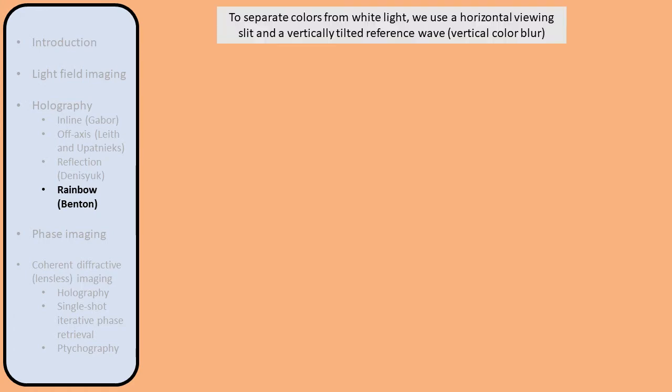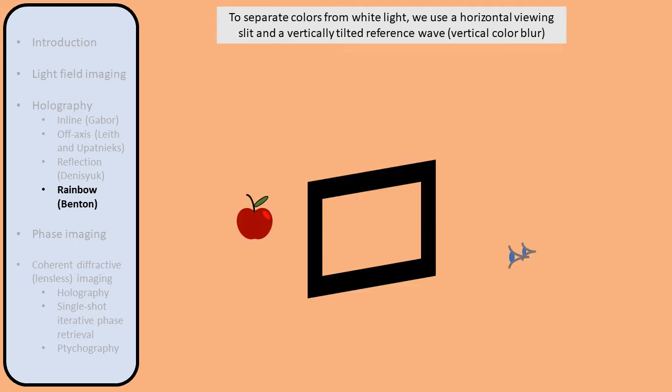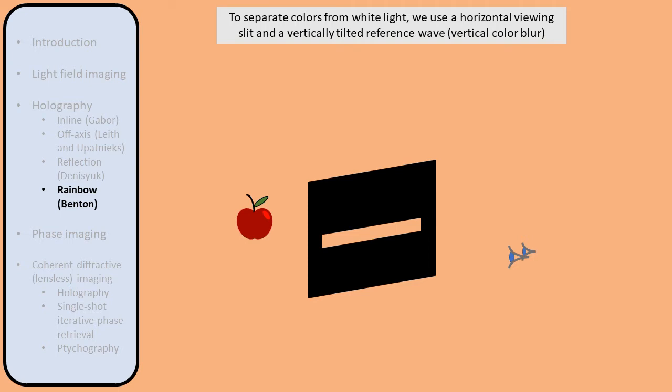Another way to solve the problem of color blur in holograms is by using a rainbow hologram. The idea here is that if we view the object through a horizontal slit and the color blur is in the vertical direction, the different colors don't overlap. Suppose we're again viewing a scene through a window, but now we reduce the window to a horizontal slit. If we look right through the slit, we can still see the entire three-dimensional scene.